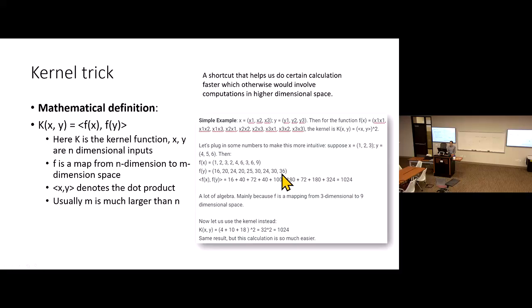However, you don't need to do this very complicated transform and dot product between the transformed versions. You can just use this kernel, which is x and y dot product itself. So this is very easy to compute. Dot product itself, then squared, and you get exactly the same result.